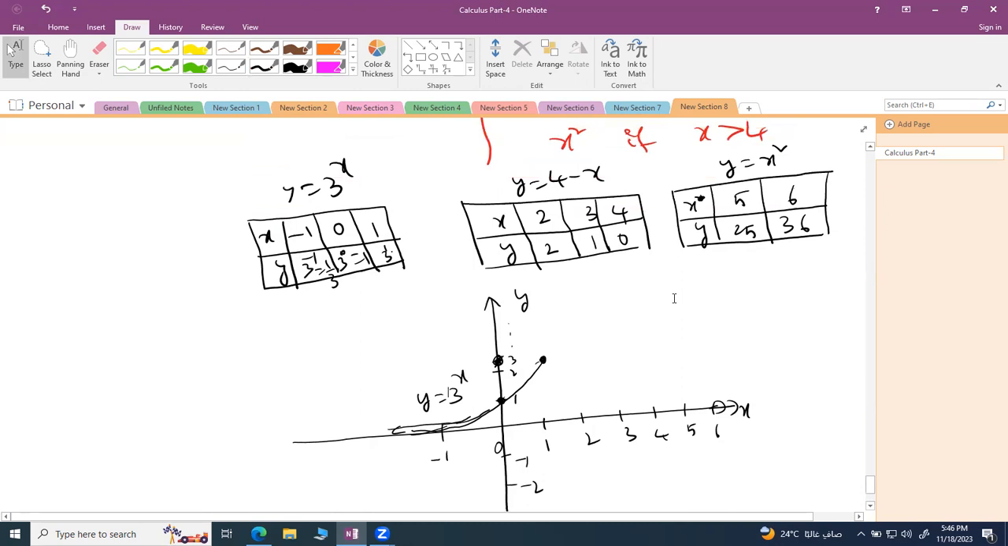Here the second function at x equal to 1 is undefined, so from here 2 means 2, 3 means 1, 4 means 0.